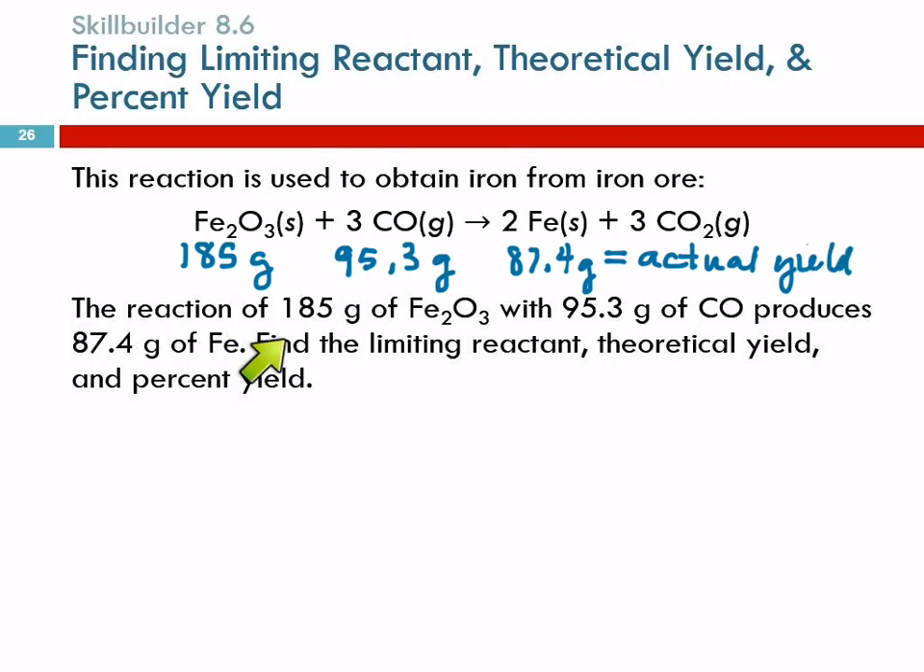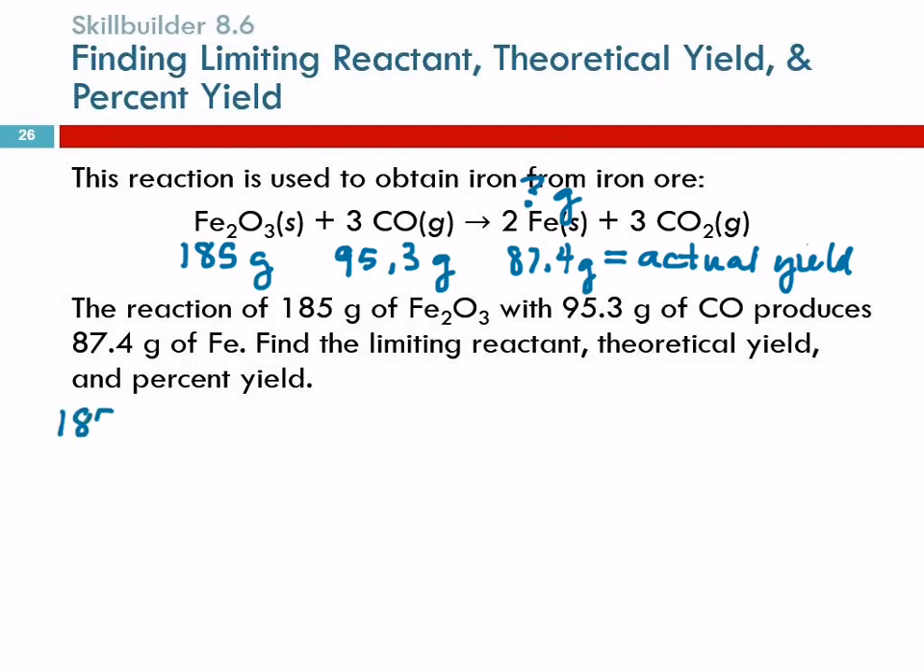The reaction of this much Fe2O3 and that much CO produces that much iron. They want us to calculate the theoretical yield, so I'm going to put question mark grams. I have to calculate that, and we've done several of these now. I'm going to take the mass of this and figure out what mass of that. I'm going to take the mass of the other reactant and figure out the mass of iron. And the smaller one is the theoretical yield. Ready? Should we have a race? Try to do this on your paper while I do it on the screen.